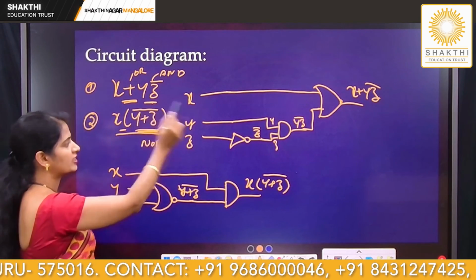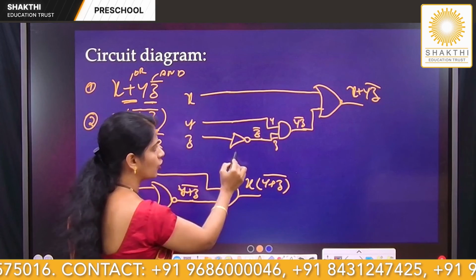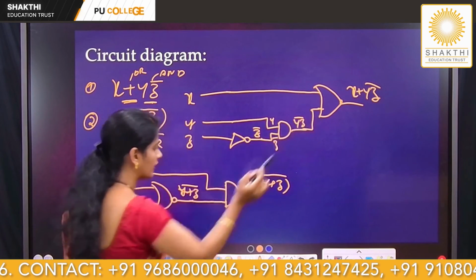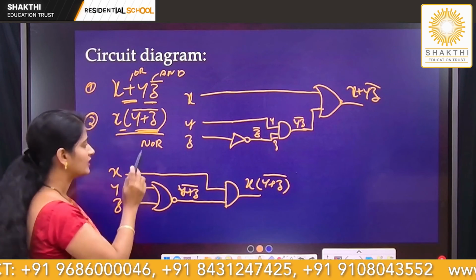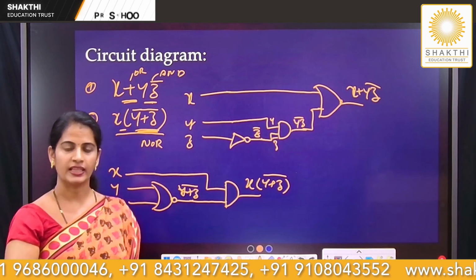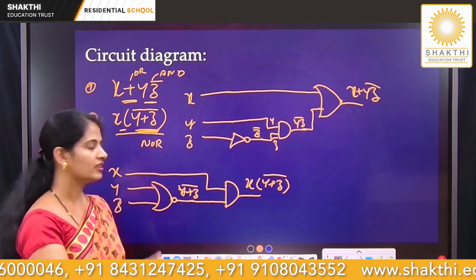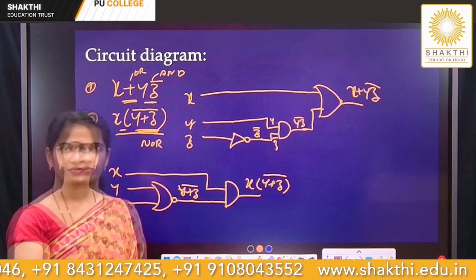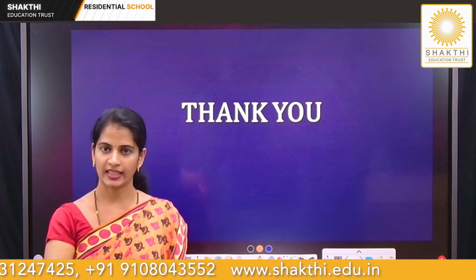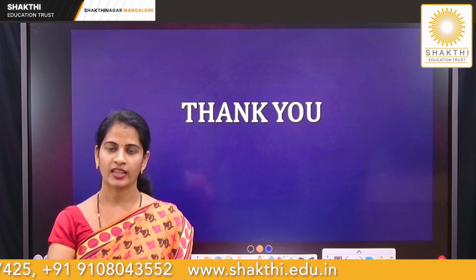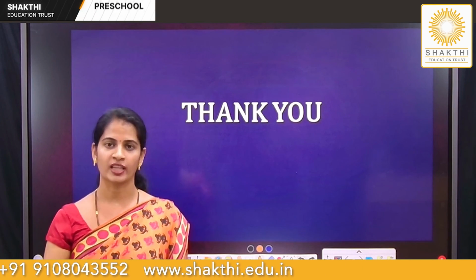In the first example, we just used basic gates: NOT gate, AND gate and OR gate. Here we have used AND gate and NOR gate. So you can simplify any expression or design any circuit diagram using different gates. What have we learned from this chapter? We have learned what we mean by a gate, what the different types of gates are, and how you can design a circuit diagram using gates.